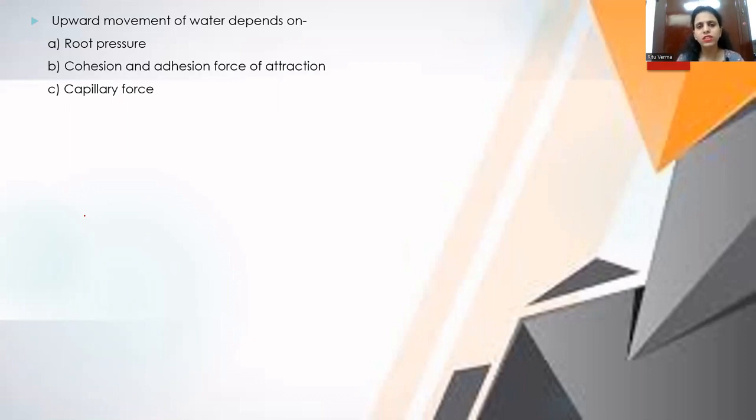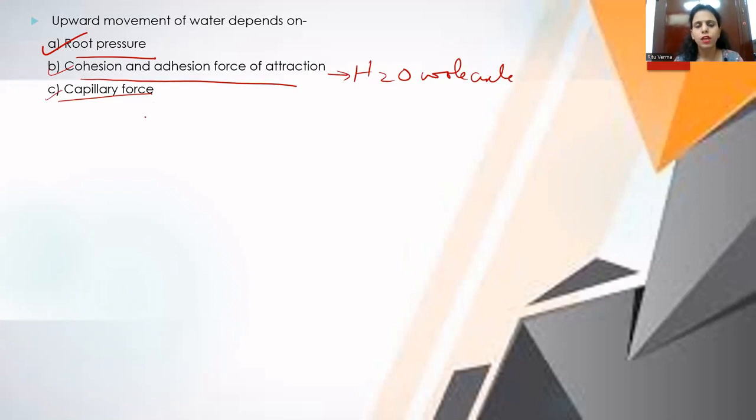Once water reaches the root, it enters inside the xylem vessels, and the xylem vessels help in conduction of this water and minerals to various parts of the plant, including leaves. Now, what are the different factors which affect this upward movement of water in the plant? The first factor is root pressure. Then we have cohesion and adhesion, forces of attraction, which are properties of the water molecule. And the last one is capillary force. So quickly we will discuss all these three in brief.